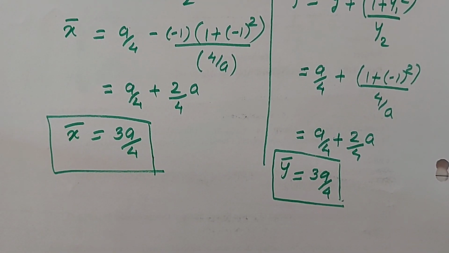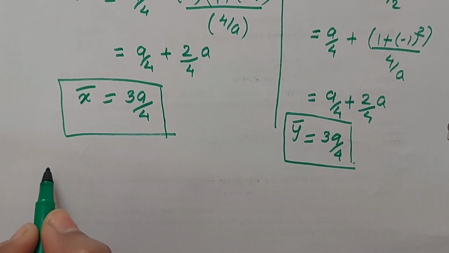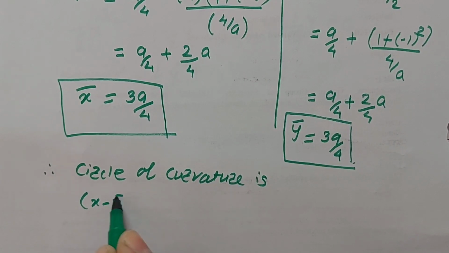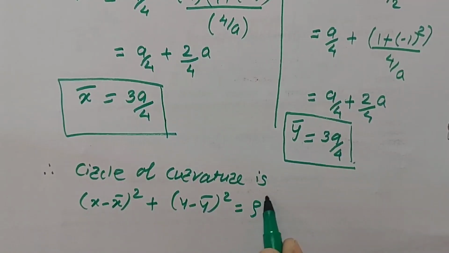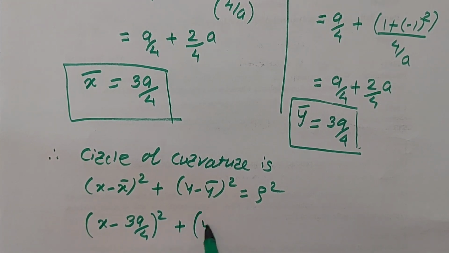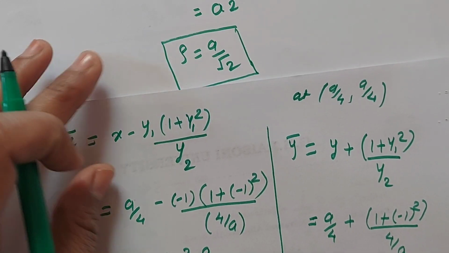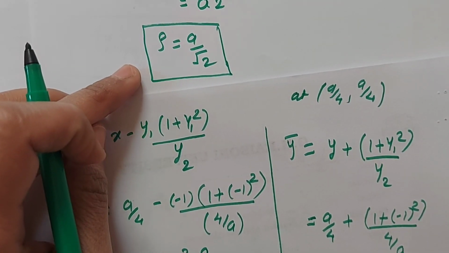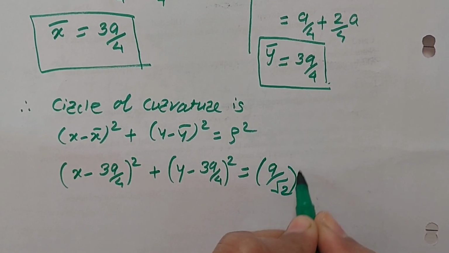Now we just have to put this value in our equation of circle of curvature. So therefore x minus x bar bracket square plus y minus y bar bracket square equals to rho square, and here x bar is 3a by 4 bracket square plus y minus 3a by 4 bracket square is equals to rho square, and the value of rho is, here rho is a by under root of 2. So here a by under root of 2 square.